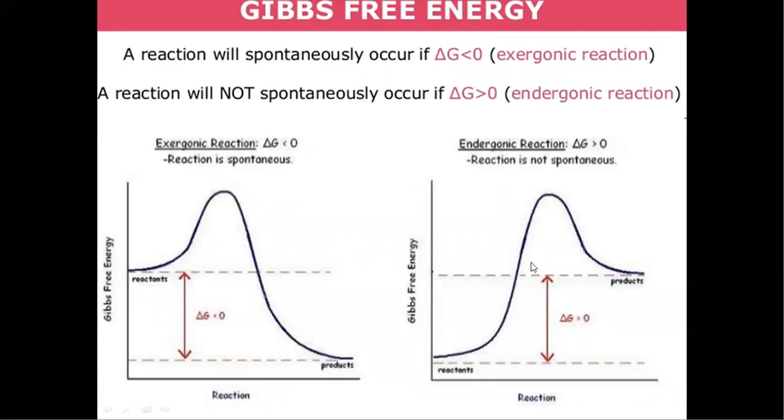This is the relationship between exergonic and endergonic reactions, shown as a graphical representation. On the y-axis we take Gibbs free energy, and on the x-axis we take the reaction. If you compare these two, the two graphs are quite opposite. In exergonic reactions, the reactants have more Gibbs free energy than the products. So initially the reactants have more Gibbs free energy.